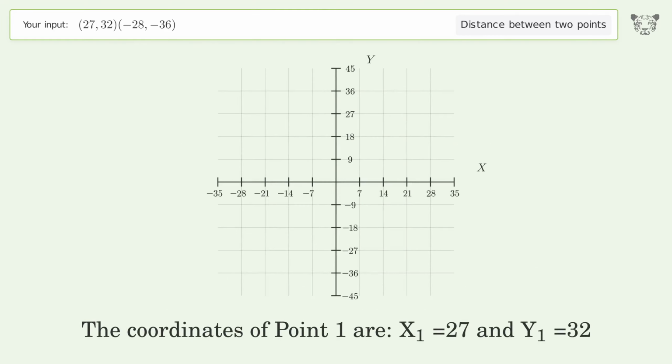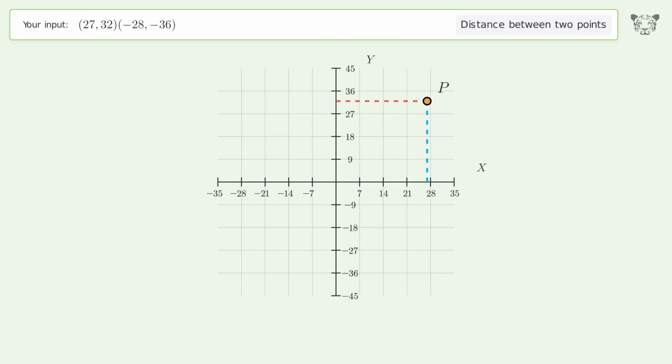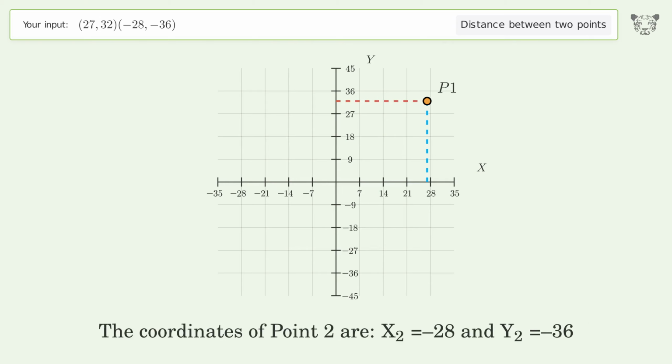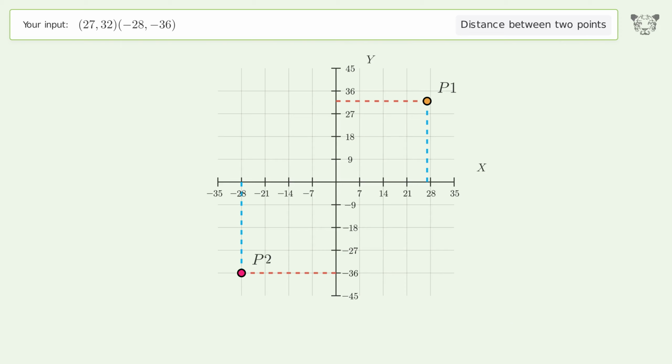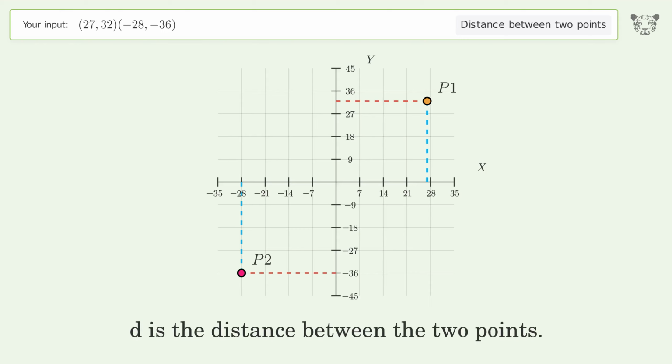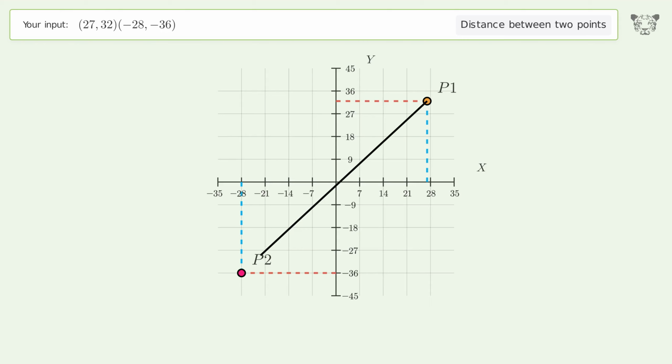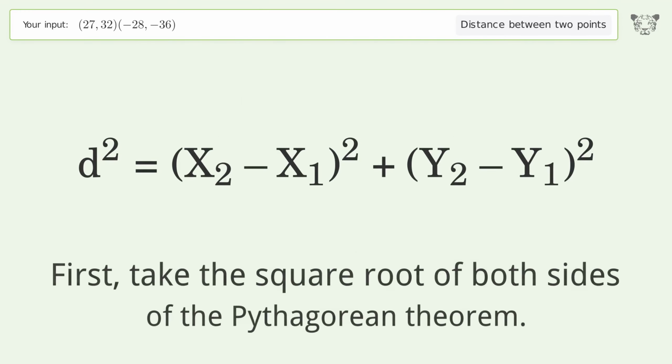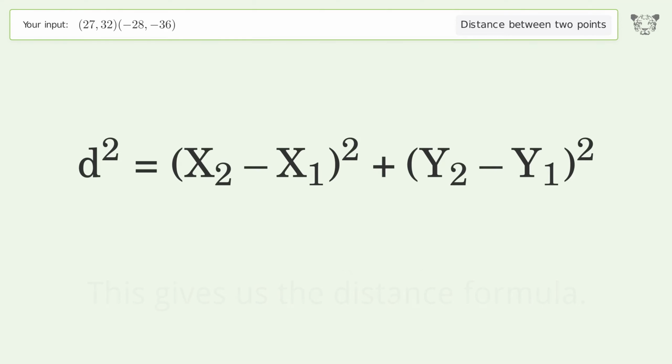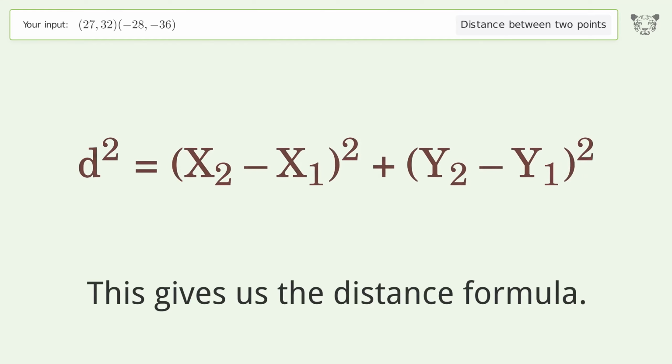The coordinates of point 1 are x1 equals 27 and y1 equals 32. The coordinates of point 2 are x2 equals negative 28 and y2 equals negative 36. D is the distance between the 2 points. First, take the square root of both sides of the Pythagorean theorem. This gives us the distance formula.